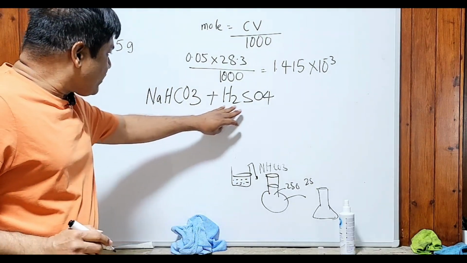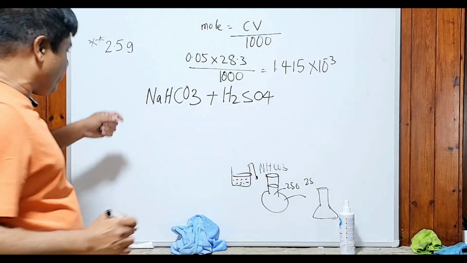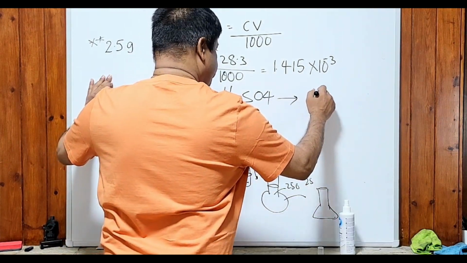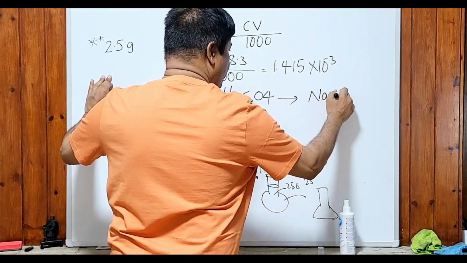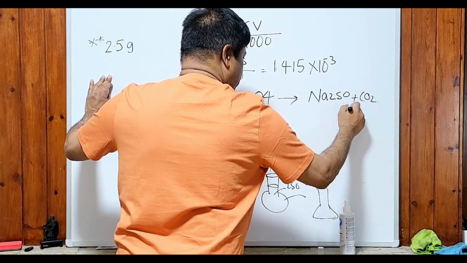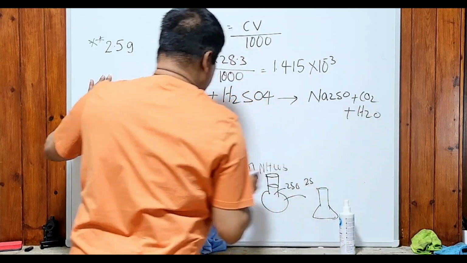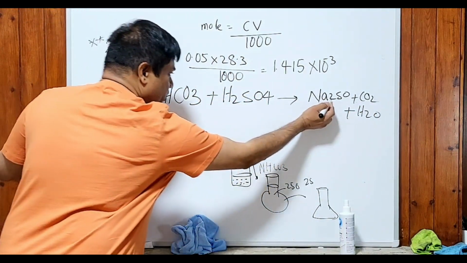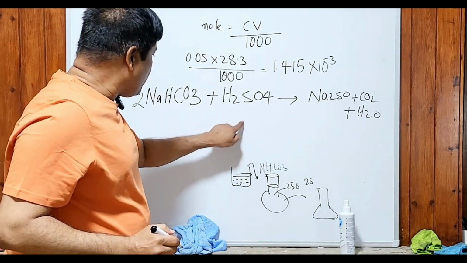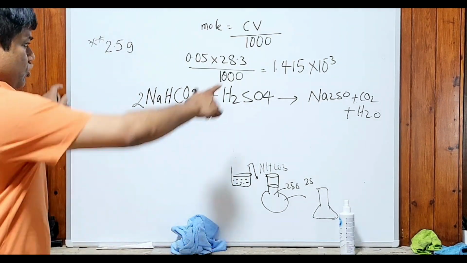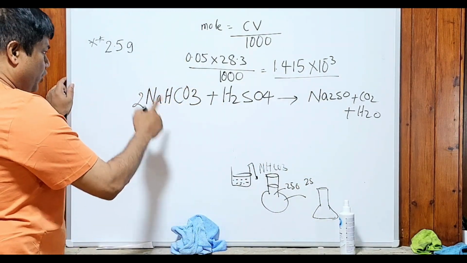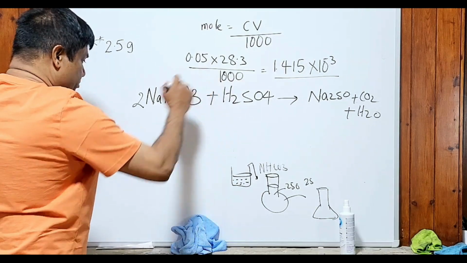When a carbonate reacts with sulfuric acid, you will get salt, Na2SO4, sodium sulfate, plus carbon dioxide gas, plus water. So look at that. How many sodium? 2 sodium, times by 2. What's the molar ratio? 1:2. So you got this mole of sulfuric acid. To get the mole of pure NaHCO3, you have to times by 2.